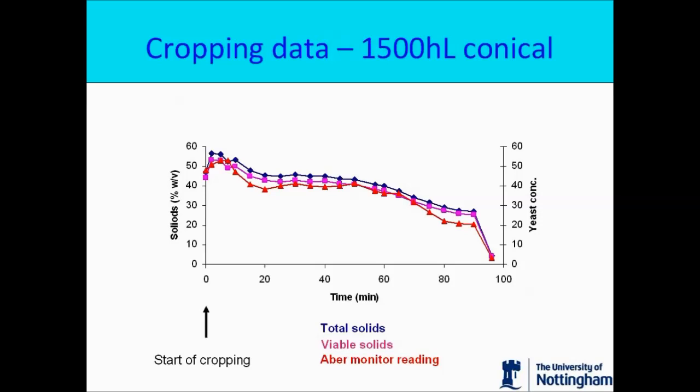And this indeed is some data which shows you outputs during a cropping. So we have the cropping as a function of time, and the blue line shows the total solids during cropping, the purple line is viable solids, and the red line is the reading from the Aber instrument. And I think you can see that they clearly match quite well. And indeed, you can probably see some portions during the cropping when there is actually probably more non-yeast solids present. And clearly you can use that to choose which fraction of the yeast crop you would actually choose to keep.